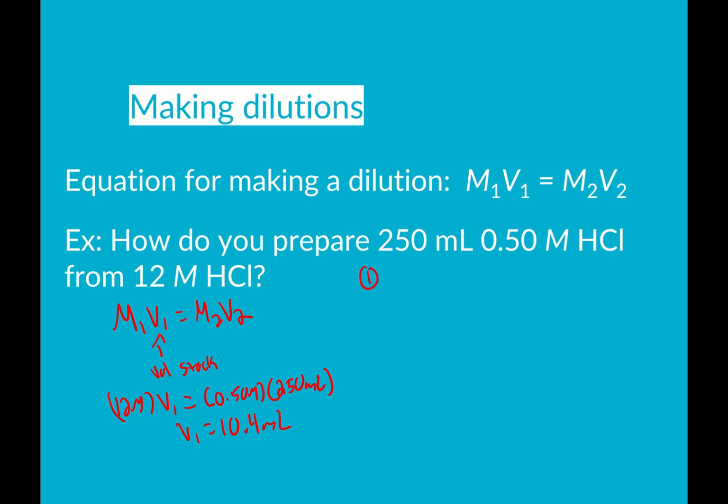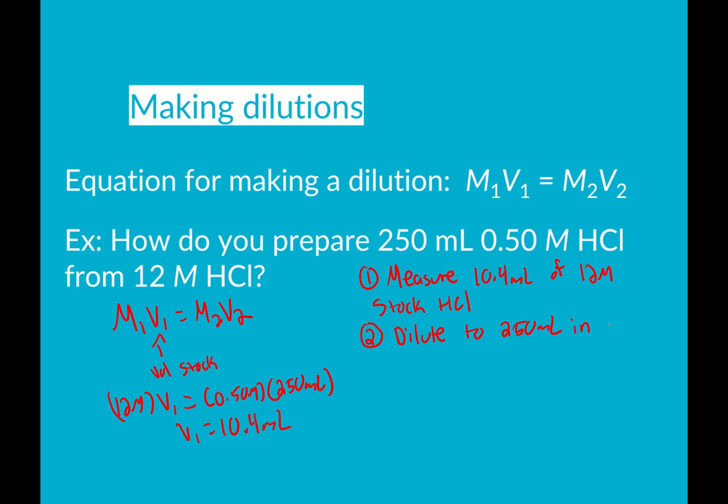Step 1 would read that we measure out 10.4 milliliters of the 12 molar stock solution, because this is the quantity that we need to take out and then just add water to effectively water down from 12 molar to our target 0.5 molar. So then our second step, once we measure out the stock, is to dilute it, or add water, until we reach our target 250 milliliters.